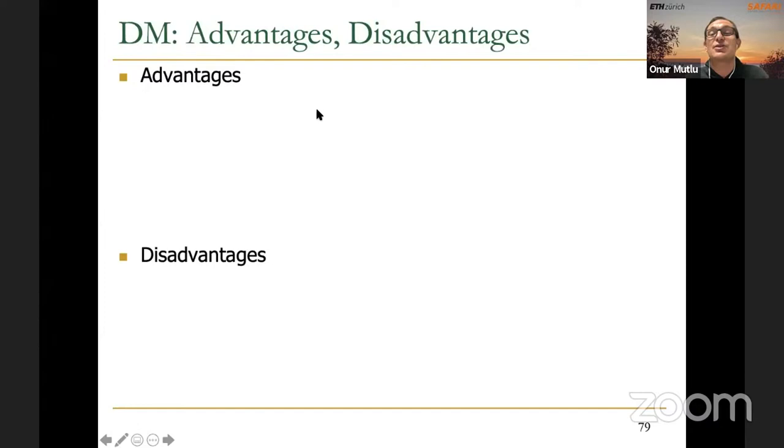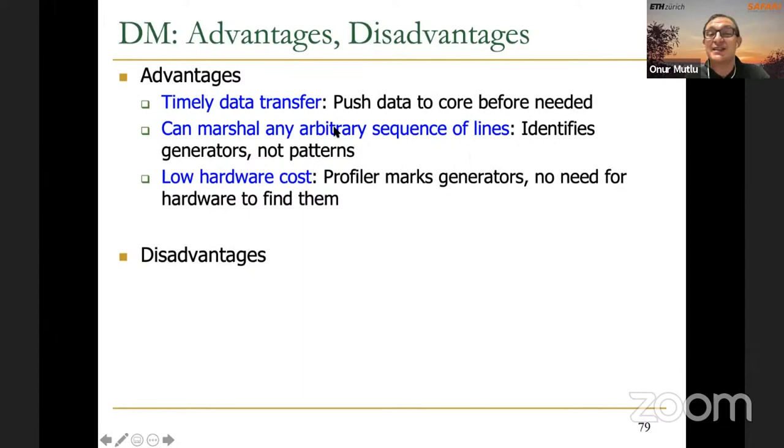This gives you a timely data transfer. You push data to the core before data is needed. You can marshal any arbitrary sequence of lines because you're just identifying generator instructions. You're not identifying patterns like prefetching. Prefetching actually doesn't work in this case because you need only a small number of cache blocks to be sent to the core. And if you want to wait for the prefetcher to warm up, it takes a long time for the prefetcher to recognize the access patterns. So prefetching doesn't work, but this also doesn't suffer from the downsides of pattern-based prefetching because if the generator instruction generates an address in some arbitrary way, that's fine. You still get the data and push the data to the large core. Well, large core in this accelerated critical sections case.